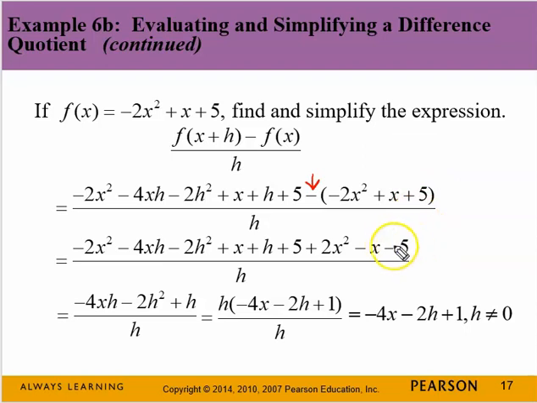Now, as we look at this, you might say, can we simplify? Are there any like terms? Yes, this cancels with this. The 5 cancels with this 5. This positive x cancels with this x. Lots of elimination of things. So now what's left? Well, we have this, and this, which is what they've written here.